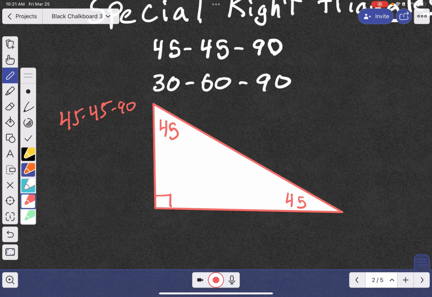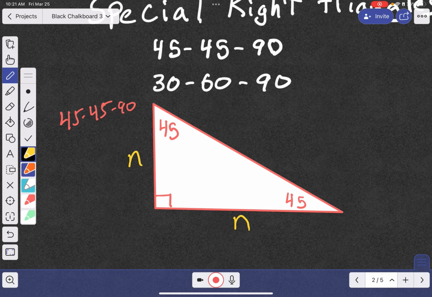From geometry, if you remember anything from geometry, one of the properties that you talked about said that if you have two angles of a triangle that are congruent to each other, their opposite sides are congruent to each other as well. So we know the two legs have to have the same measure. For ease of purposes, we're going to label them as n. Because these are 45, those are going to be the same as each other.